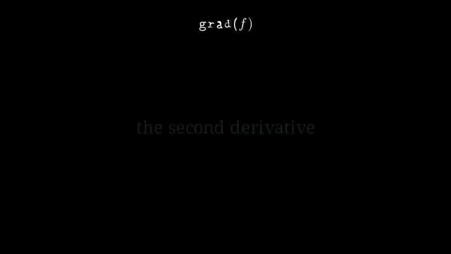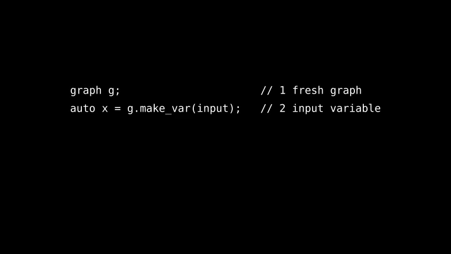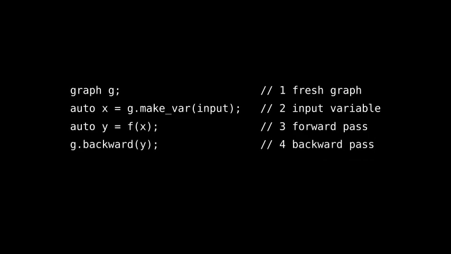And because grad returns a callable, you can feed its output straight back in. Grad of df is the second derivative. There are no classes to instantiate, and no global state to manage anywhere. Just functions transforming functions. The grad function itself reveals the whole algorithm in 5 short steps.